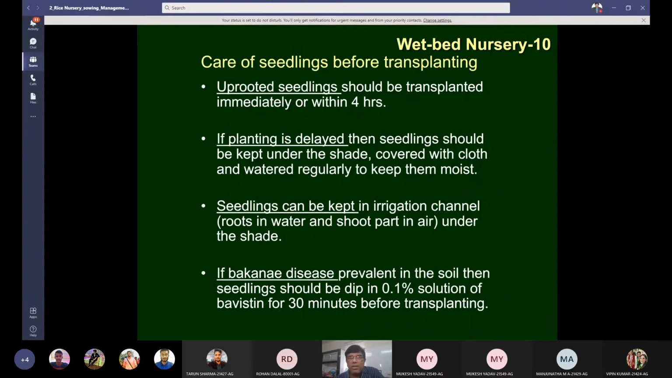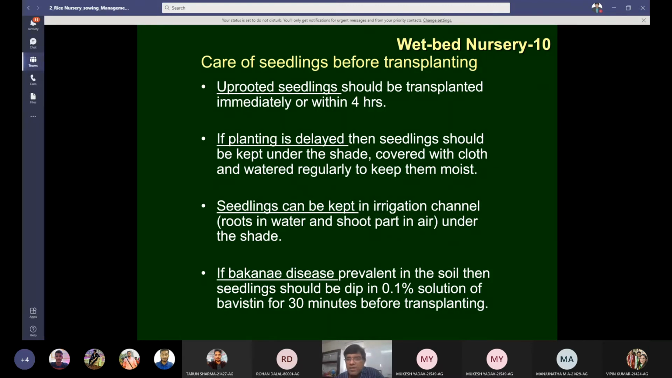Now, care of the seedlings before transplanting. Now you have uprooted the seedlings and you will transplant them into the field. What care should be taken? Uprooted seedlings should be transplanted immediately or within 4 hours. There should not be much delay. If you delay, the seedlings will start drying. A lot of evaporation or transpiration can happen, and at that time seedlings are not getting any water. So seedlings may dry up and they may take a longer time to establish.